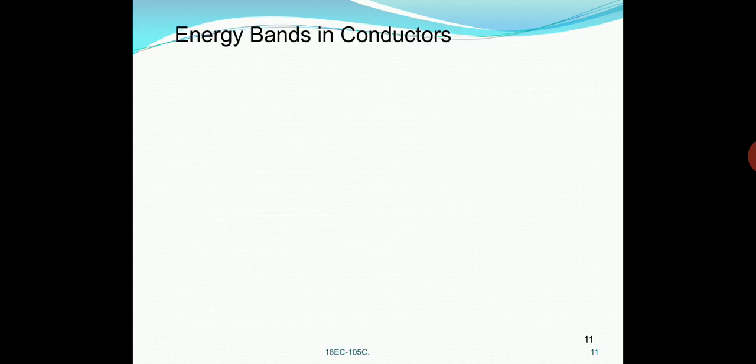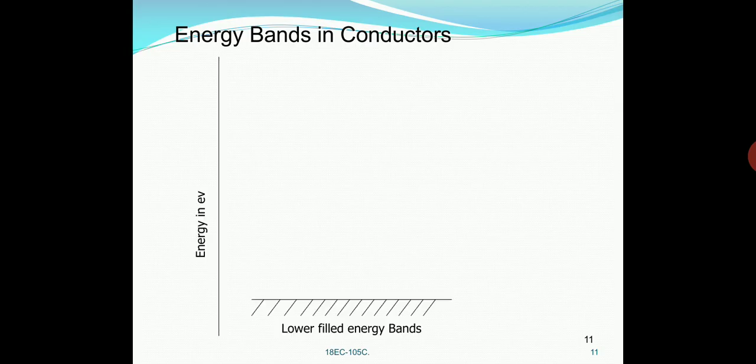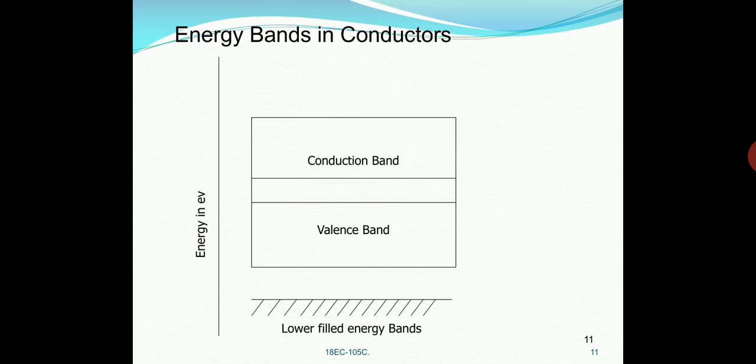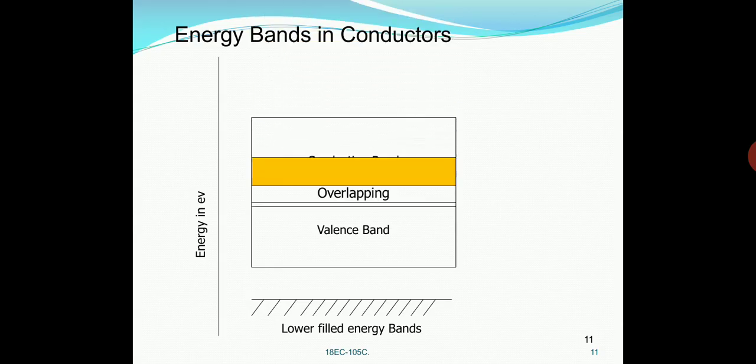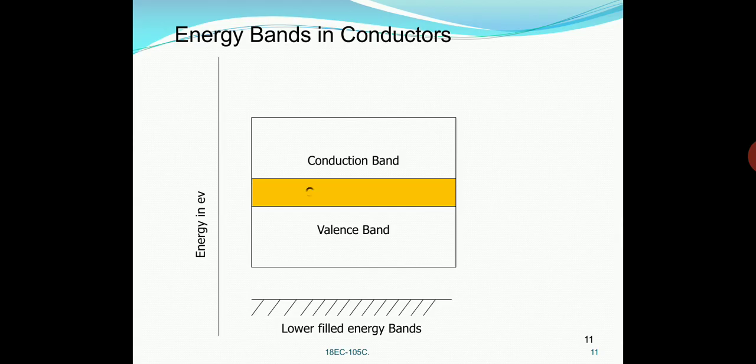Now let us see the energy bands in the conductors. You have a valence band, you have a conduction band. Here you can see that the conduction band and the valence band are overlapped, so you don't see any forbidden gap. So there is an overlapping in a conductor.